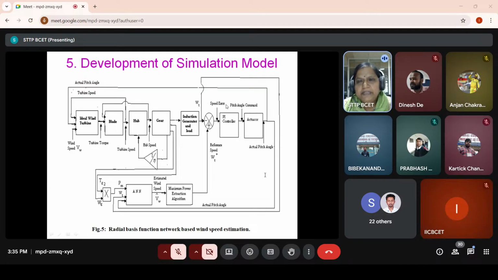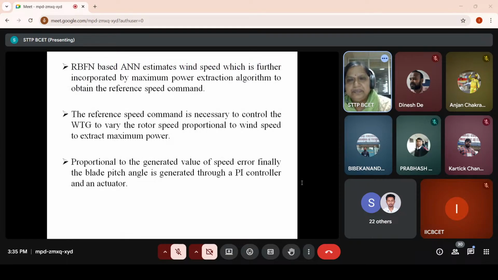Now proportional to the speed error, again the actual pitch angle is being generated. So this is how at each and every instant the actual pitch angle is being generated, which is proportional to the speed error which we are generating. So this is how the whole closed loop system is working. So this is a simulation model, right?